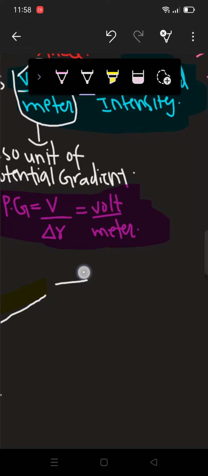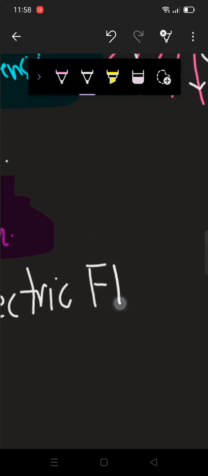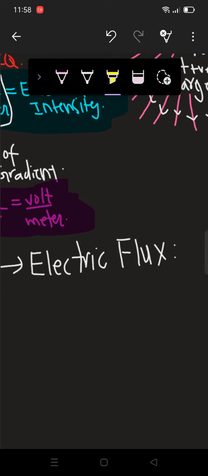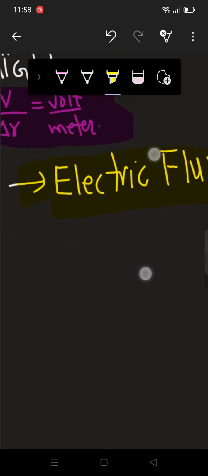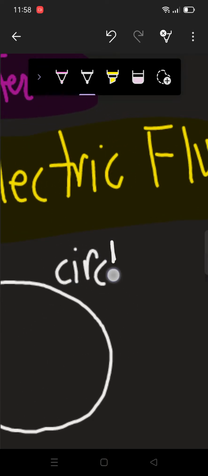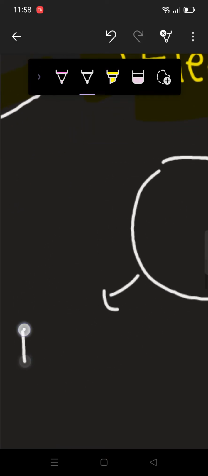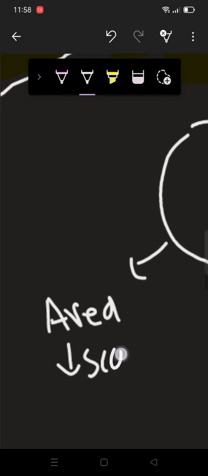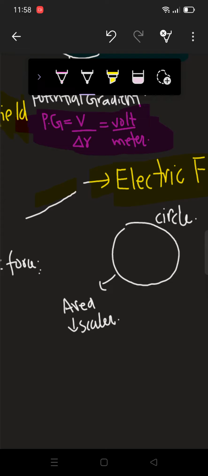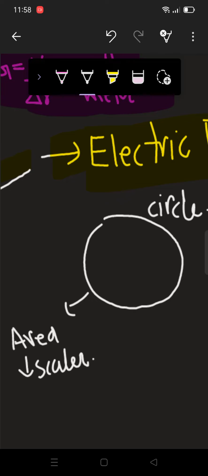Before diving into that, let me write the topic here, that is electric flux. Suppose this is the circle I have. I know this does not look like a circle, but it is a circle, and we know that the area of a circle is scalar. It is scalar because it has no direction, so I cannot say it is a vector. Area of a circle is scalar.